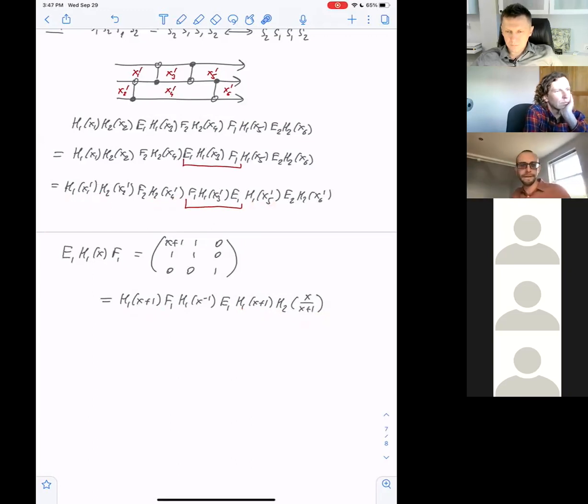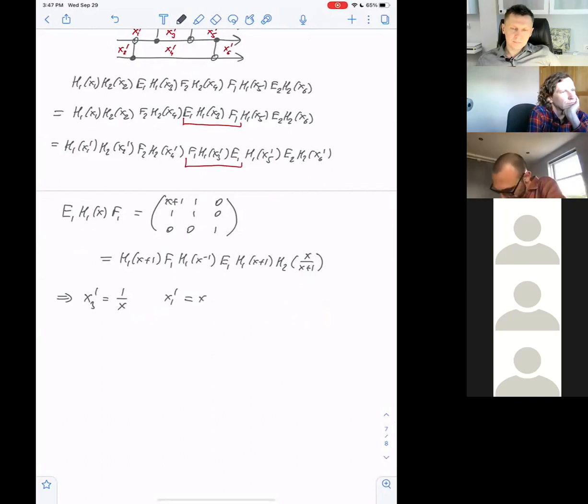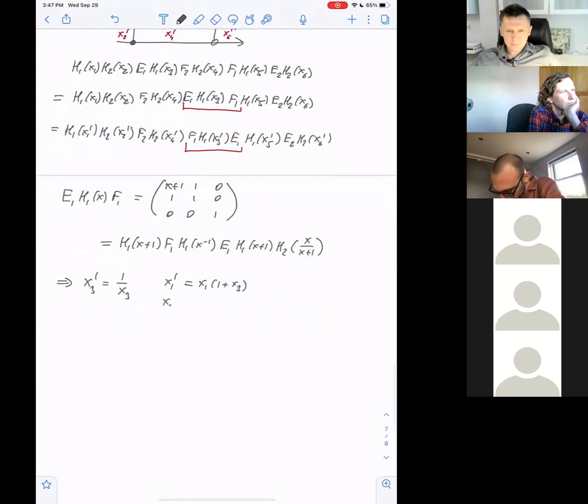Right? So in other words, what we get is new variables: x3 prime is just 1 over x3, x1 prime is x1 times 1 plus x3, x5 prime is x5 times 1 plus x3, and x4 prime is x1 x3 over 1 plus x3.